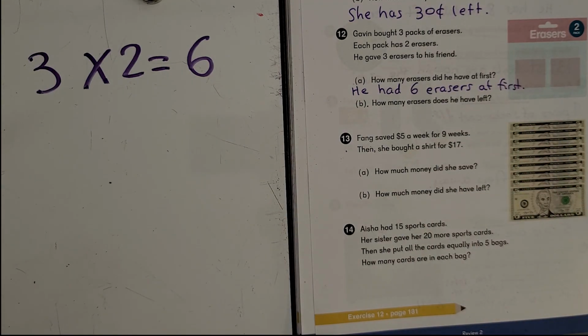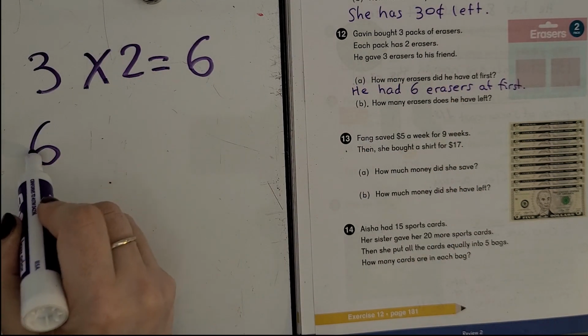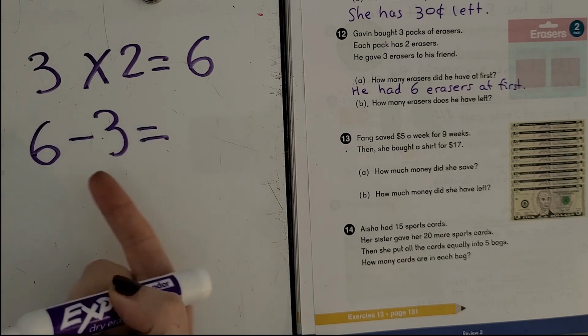Letter B. How many erasers does he have left? So he gave 3 erasers to his friend. He had 6 erasers. He gave 3 to his friend, so we're going to take away 3.